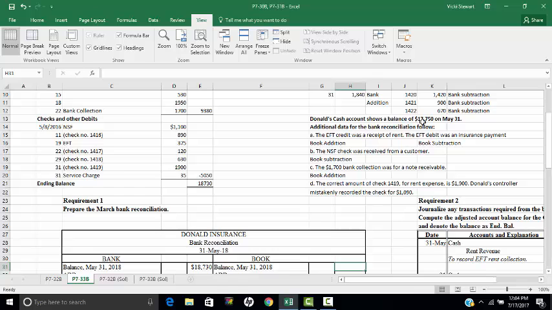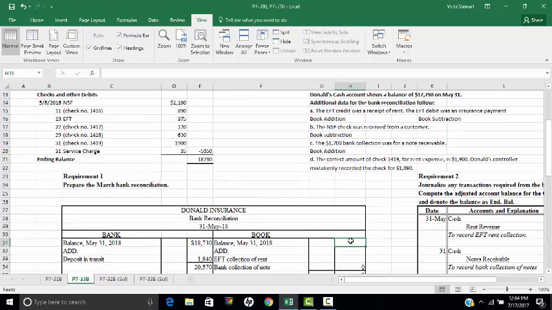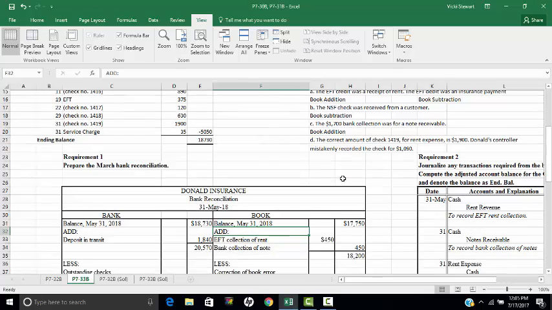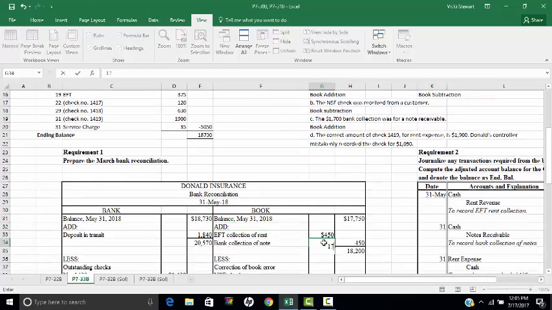Now we're ready to do the book side. Remember, they gave us a cash account balance of $17,750 on May 31st. So that's what we start out with on the book side. Now we want to add our book additions. If you remember, we have the EFT credit for the receipt of the rent, and that was $450. And we have the book addition for the bank collection of the note receivable, which was $1,700. And those are our two book additions.